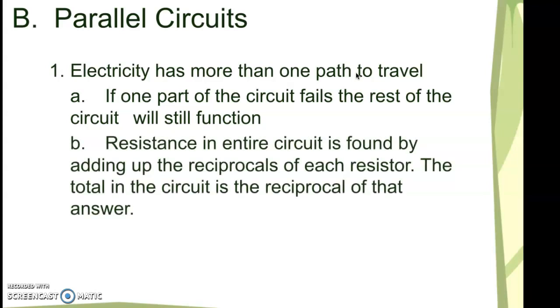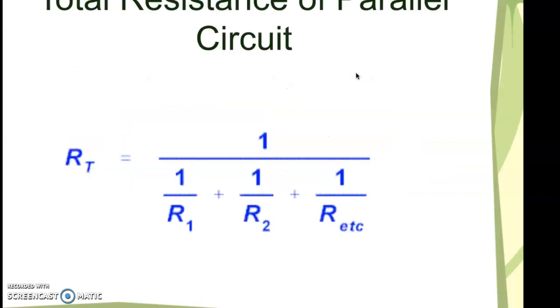The resistance of a parallel circuit is a little bit more complicated to find. It's using an equation that deals with reciprocals. In a sentence, it says resistance in the entire circuit is found by adding up the reciprocals of each resistor, and then the total in the circuit is the reciprocal of that answer. It's just even hard to read. This is what it looks like.